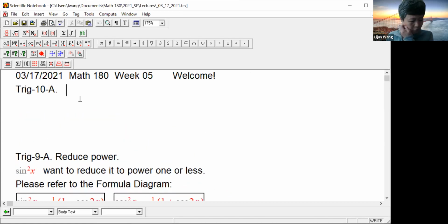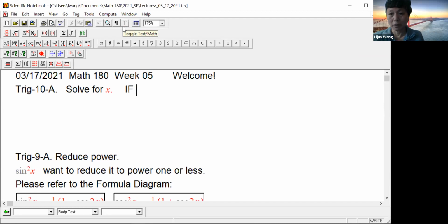Trig 10a. Solve for x. We understand that when we do solve for, that's an if statement. Okay. When you see a question like this, for example, I'm going to take a simple example: sine x equals to half.